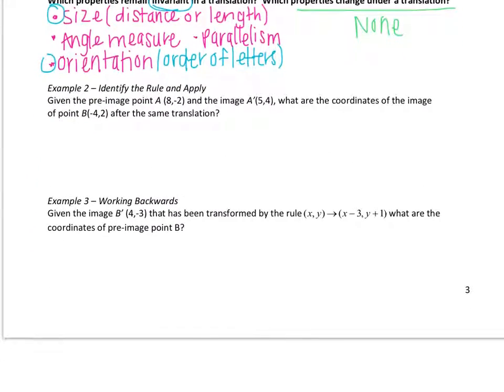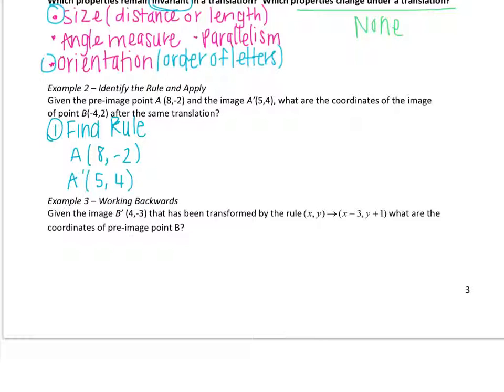We're going to move on to example 2. Identify the rule and apply. Given the preimage point A at (8, -2), and the image point A prime at (5, 4), what are the coordinates of the image of point B after the same translation? So our first step is to find the rule. Find the rule. And so here I'm given point A at (8, -2), and A prime at (5, 4).